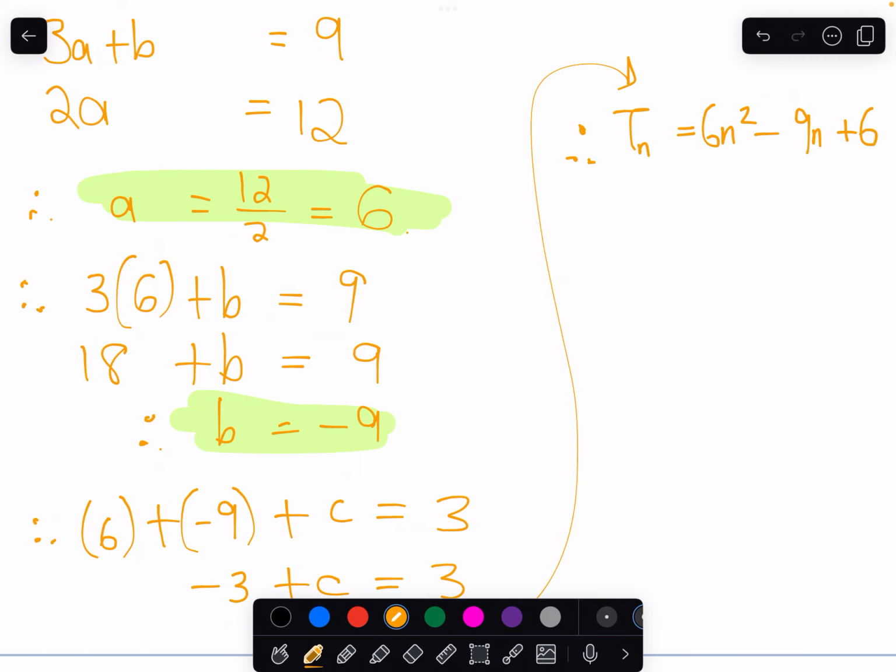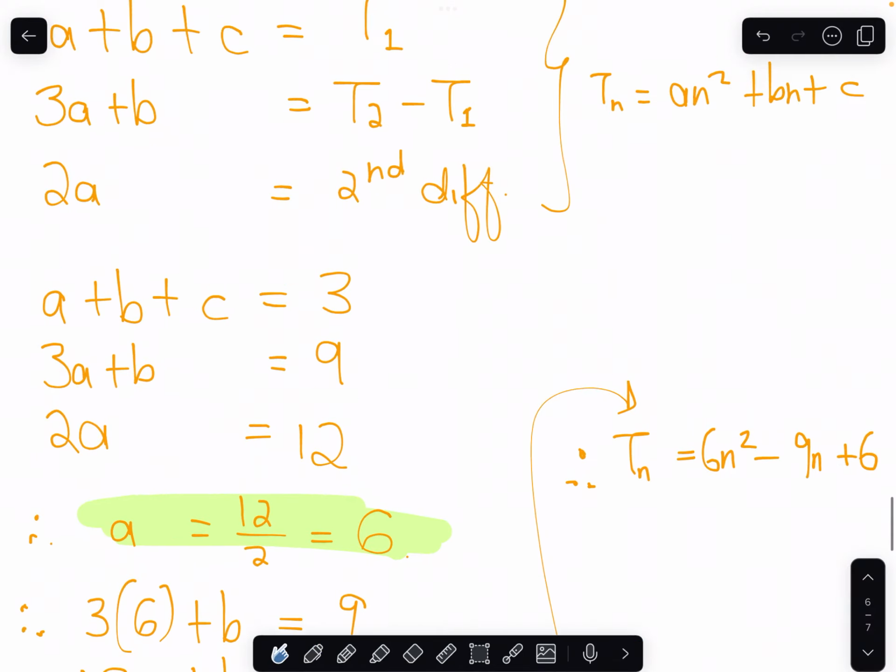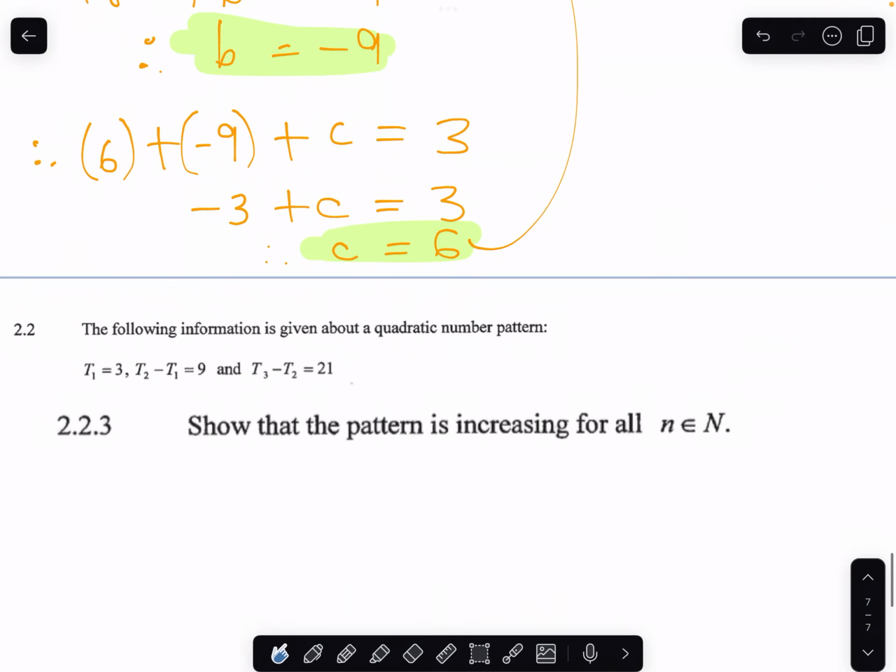Okay, as required for us to show. Cool, nice. And then the last question says, show that the pattern is increasing for all n elements of the natural numbers.